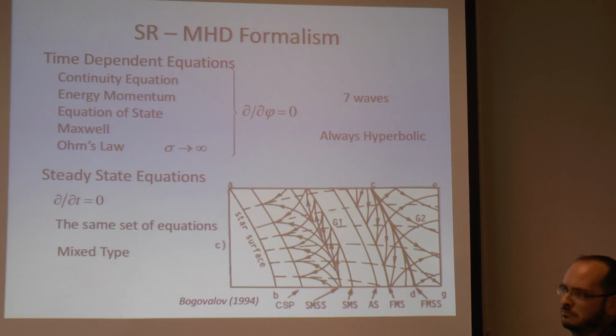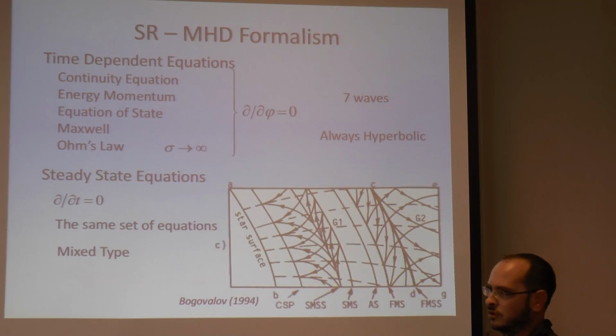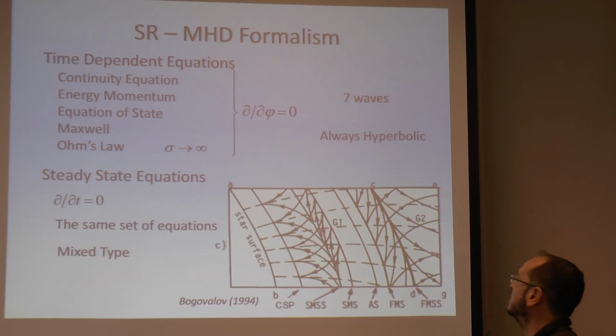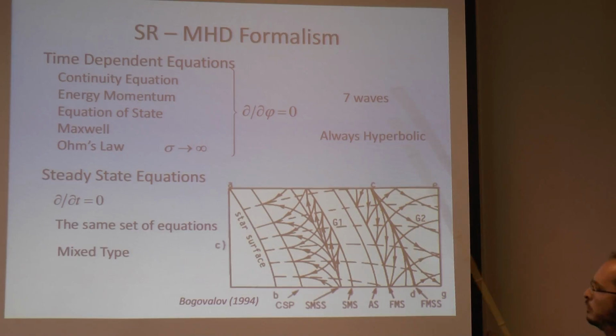If you want, you can assume axisymmetry. In the jets, we assume it most of the time. And there are the 7 waves of the theory: the 2 fast, 2 Alfvén, 2 slow magnetosonic, plus the entropy wave. And from the mathematical point of view, the problem is always hyperbolic, and that helps us build very sophisticated algorithms and codes, like Pluto and Flash, that can integrate the outflow.